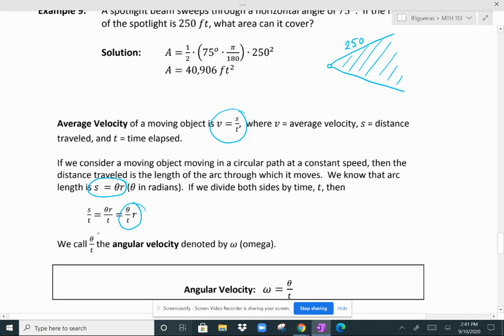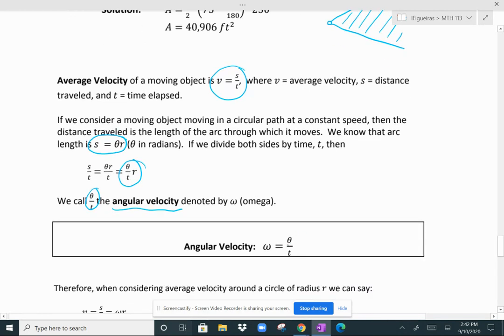But theta over t is what we call the angular velocity. And usually we use the letter omega. This is another Greek letter in order to designate angular velocity. So the angular velocity is given by theta over t. And again, this is for theta in radians. Theta has to be in radians.